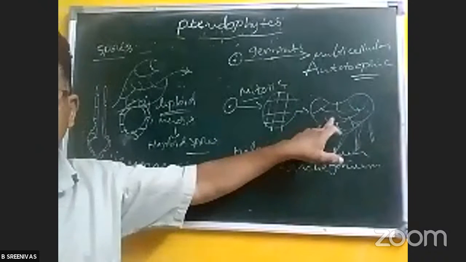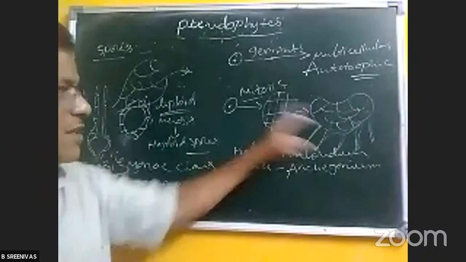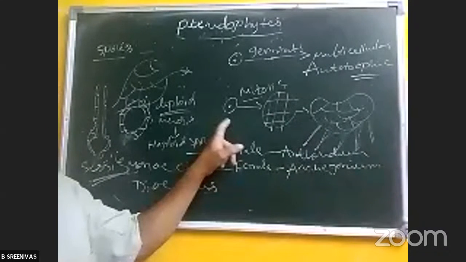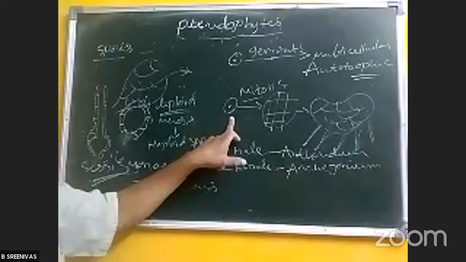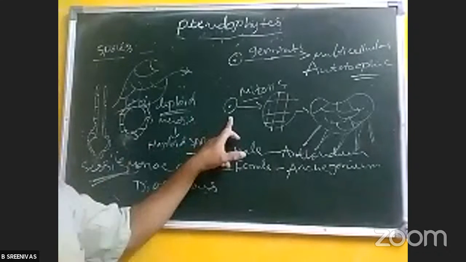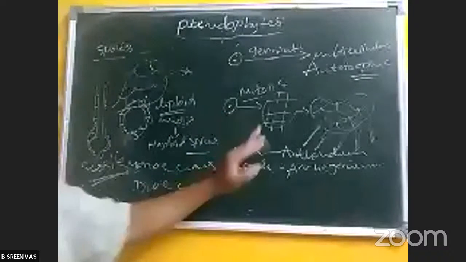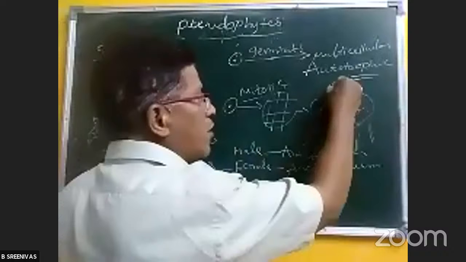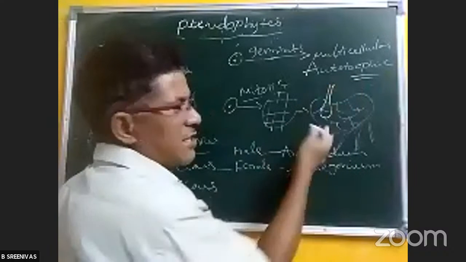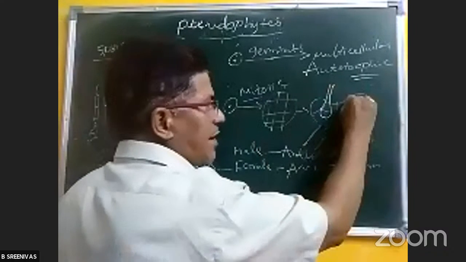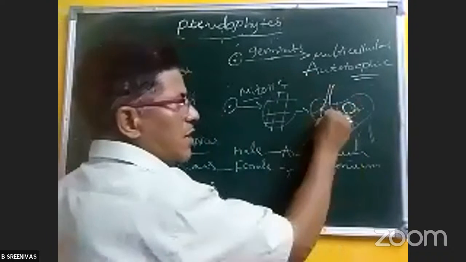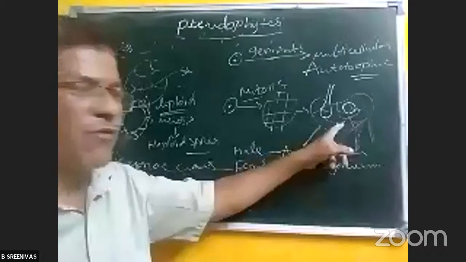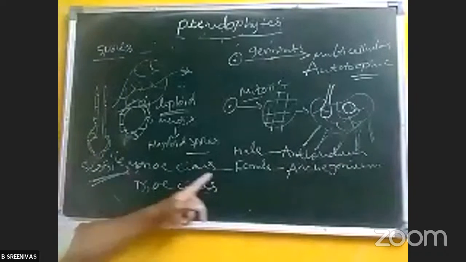All the cells are haploid. Why? Because it is developed from the haploid spore. Here the sex organs are present. This is the archegonia, the stalk is option C, and then antheridia. If archegonia and antheridia both are present on the same gametophyte, then it is called monoecious.